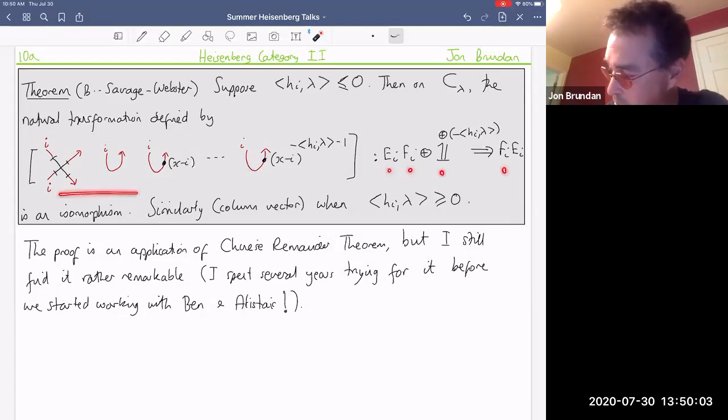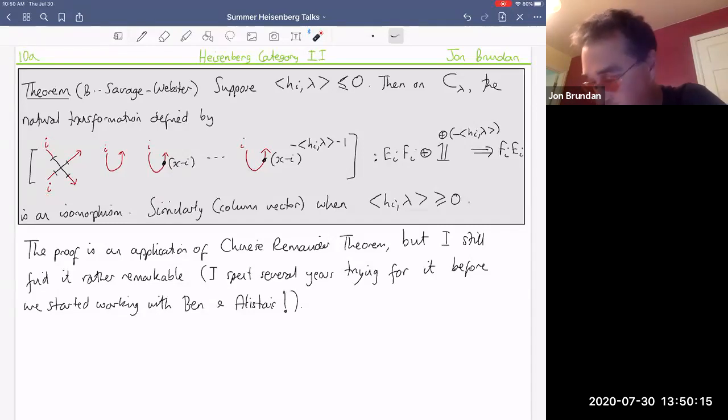And the theorem says that this crazy row vector of natural transformations, so this first one is a little bit weird. This is this rightward crossing in Heisenberg, but I've restricted to the summand EI Fi there. And then I've got this rightward crossing, which is the actual rightward crossing in the Heisenberg category in that. So that notation's a bit weird. I'm going to just skip over it. This natural transformation is actually an isomorphism. And there's a similar theorem when this inner product is positive.